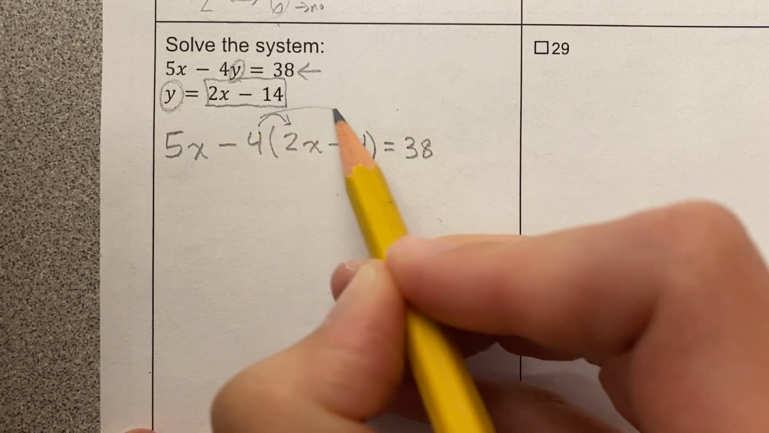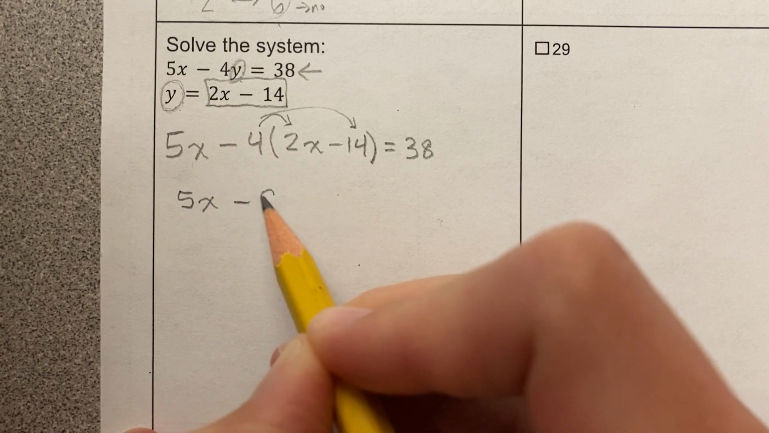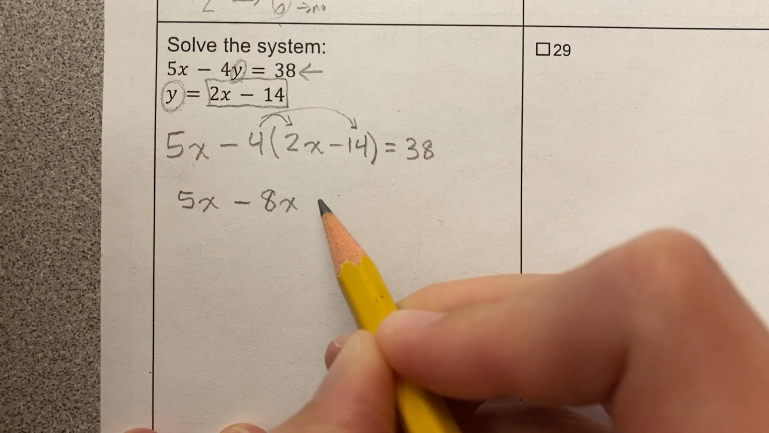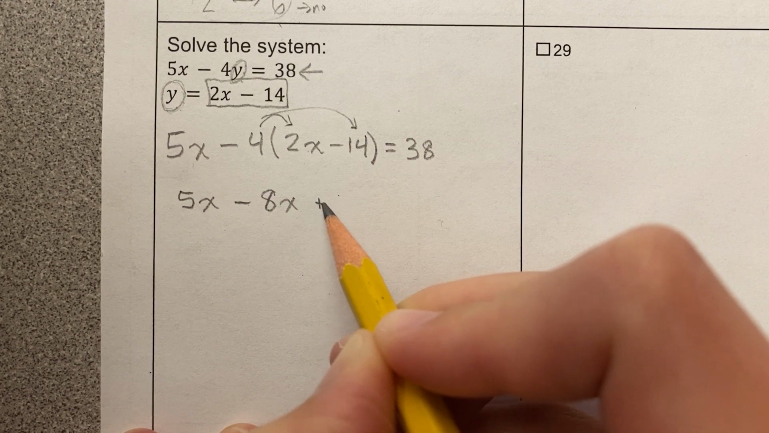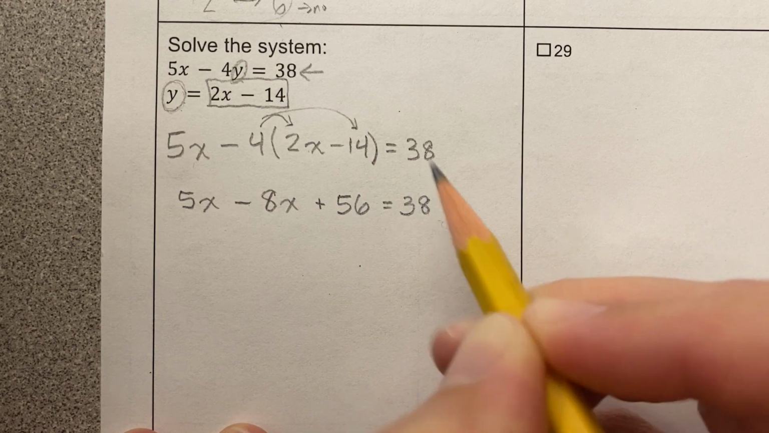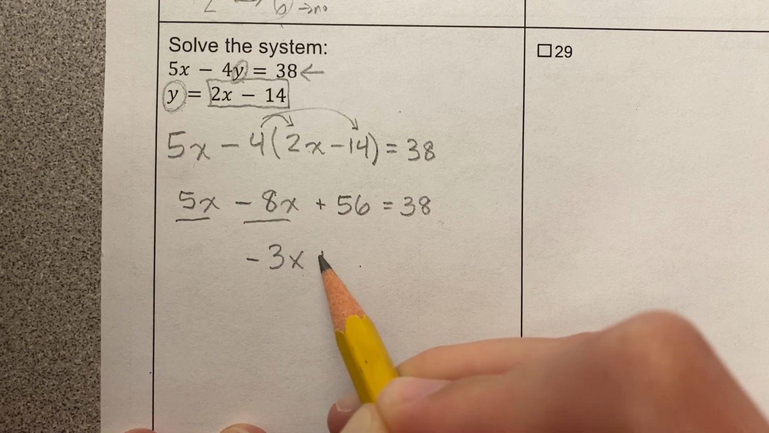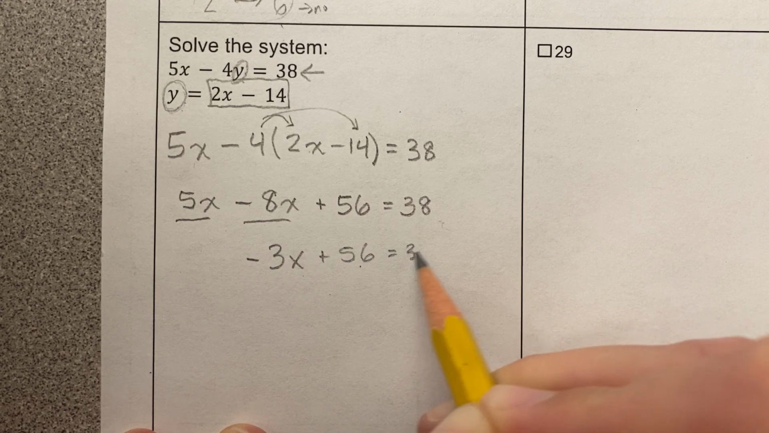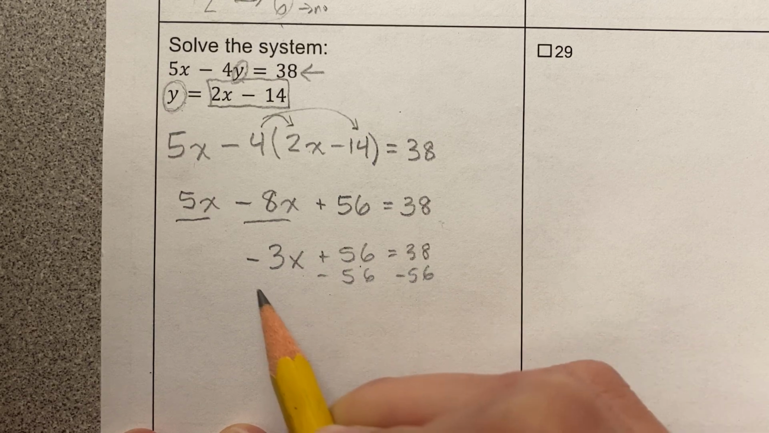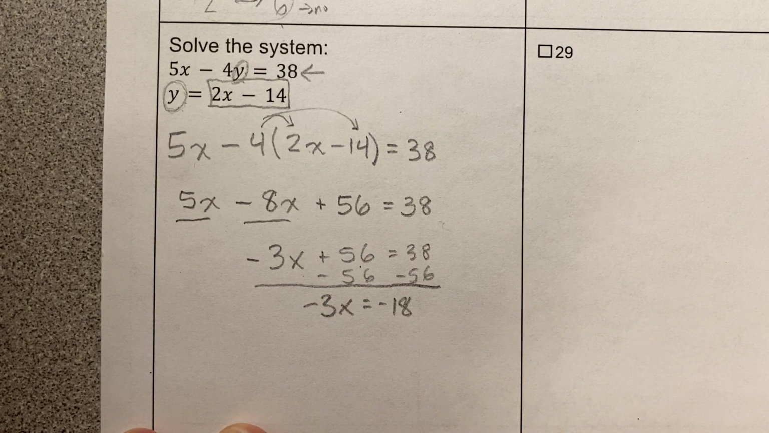We're going to distribute. Okay, so I'm going to bring down 5x. This is minus 8x, right? Negative 4 times 2. Negative 4 times positive 14 is plus 56 equals 38. Okay, I'm going to combine my like terms. That's negative 3x. I'm going to subtract 56 from both sides. I get negative 3x equals negative 18.